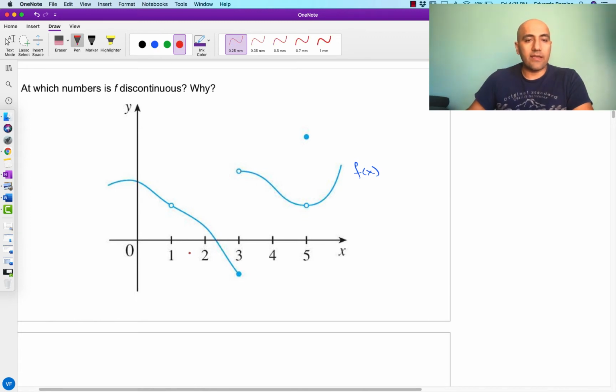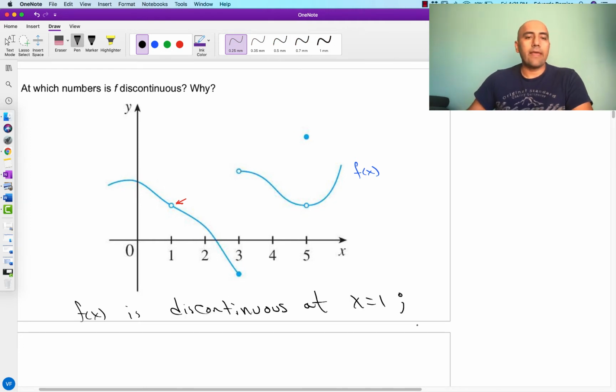There's one right here, right? There's a little hole. So f is discontinuous at x equals 1. And the reason is that the function is not defined there. f of 1 does not exist. It's undefined when x equals 1.